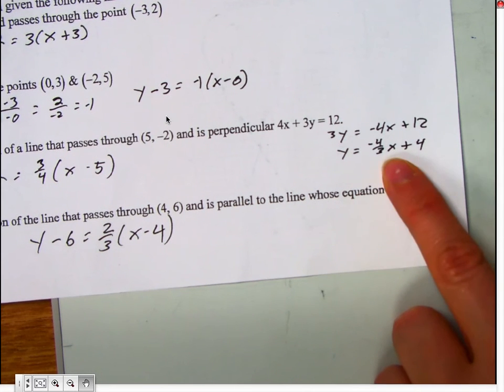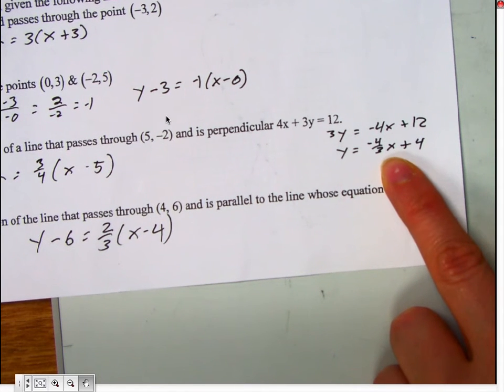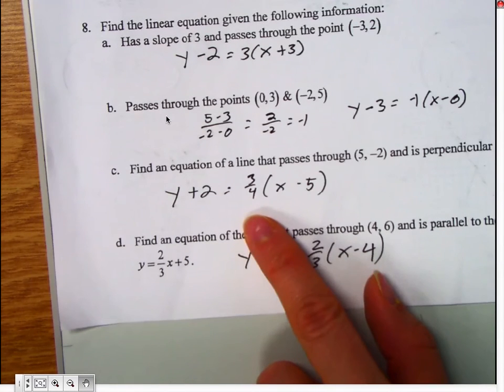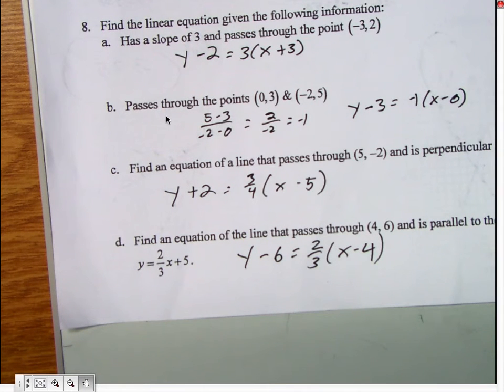So I know I need a slope that's perpendicular to negative 4/3. How do I know what's perpendicular to it? I use the opposite reciprocal. So that's positive 3/4. So y plus 2 equals 3/4 x minus 5. For d, I need the slope to be the same because they're parallel. So y minus 6 equals 2/3 x minus 4.